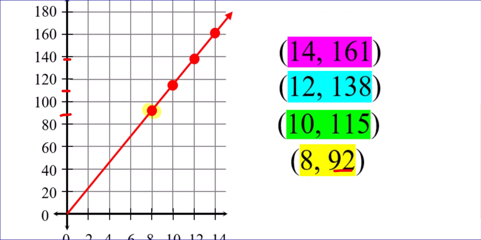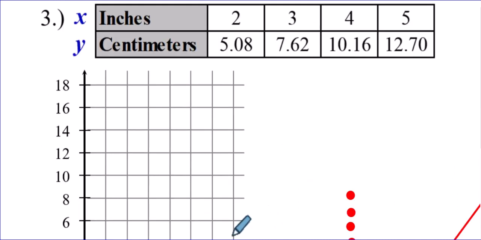Will problem number 3's proportional relationship do the same thing? Well, I want you to graph number 3 on your own. So again, we're going to have 4 ordered pairs. The first ordered pair is the 2 with the 5.08. So that's your x and your y. The second ordered pair is the 3 with the 7.62. So that's your x and your y. So you're going to have 4 ordered pairs. Graph each of them as dots. And will it form a line? Well, I want you to try that on your own. So hit pause on the video. Graph number 3's proportional relationship on your own. And when you're done, hit play to see how you did.